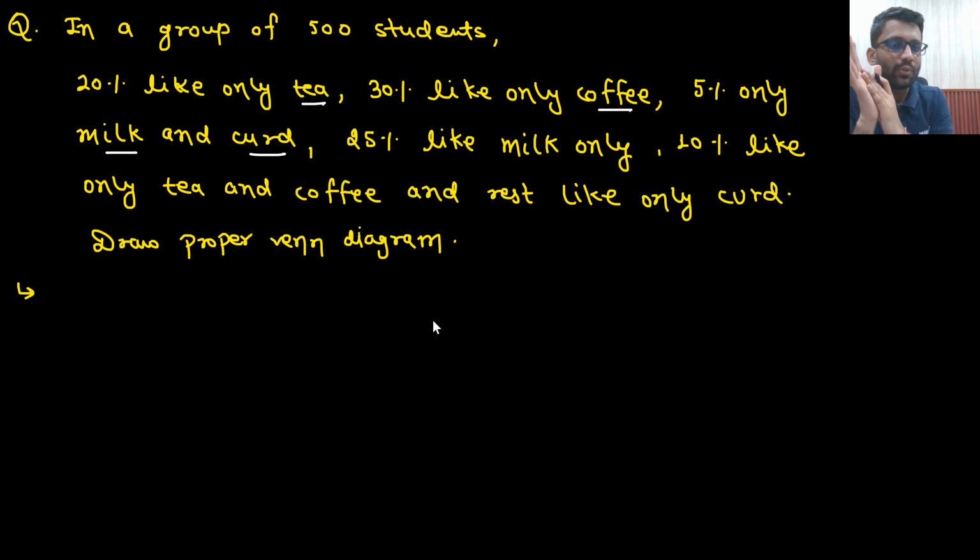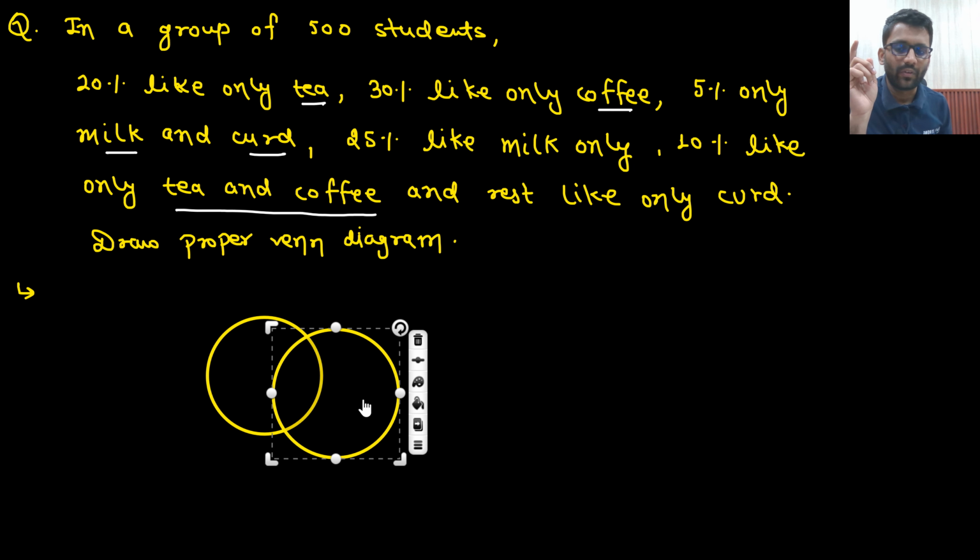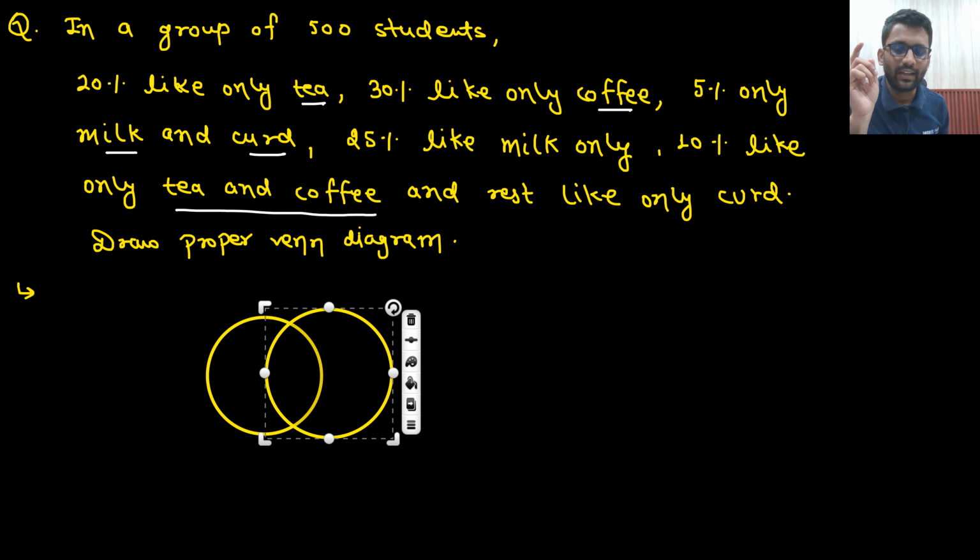But hold on to the question. Let's read it completely, then we will see. So first, what do I see? That between tea and coffee there is a relation, I guess. 10% like only tea and coffee, and the rest like only curd. So there is a relation between tea and coffee, so certainly there will be an intersection between tea and coffee.